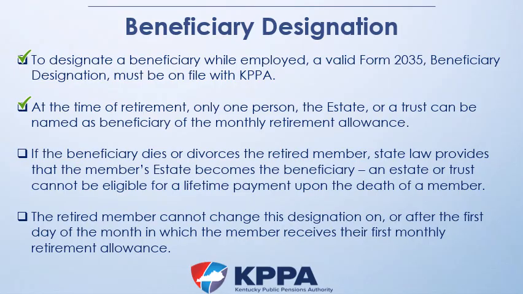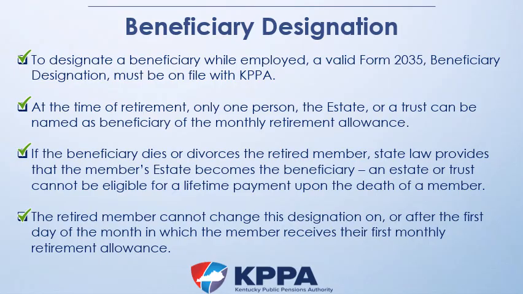If you have multiple beneficiaries listed, log into your self-service account to test how naming individuals will affect your benefit. If the beneficiary dies or you divorce, state law requires that the member's beneficiary will be defaulted to the estate. Also keep in mind that an estate or trust is not eligible for a lifetime payment upon the death of the member. A retiree may have the option to change their payment option and/or beneficiary under limited circumstances. Otherwise, no changes can be made to the payment option or the designated beneficiary on or after the first day of the month the first retirement check is issued.